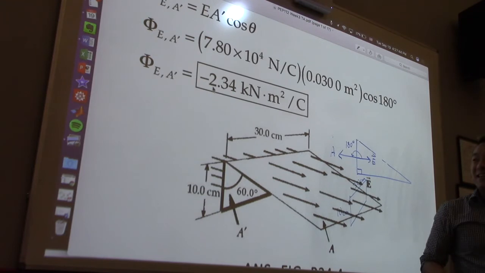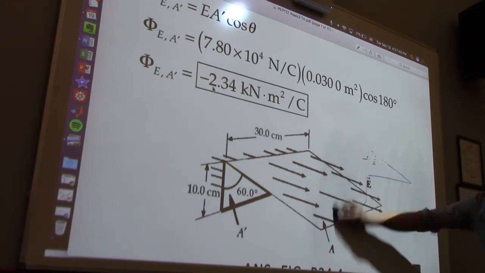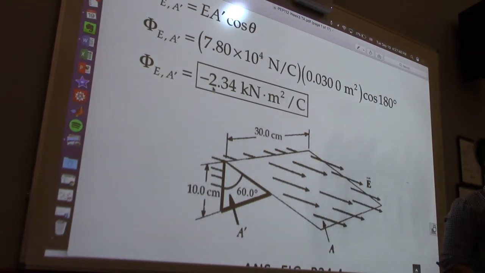That's the question I'm asking. You guys understand the concept? Is it surprising? Through the slanted surface, it was 2.34 magnitude. Through this vertical surface, it's also 2.34. Why? Yeah. Same cross-sectional area.